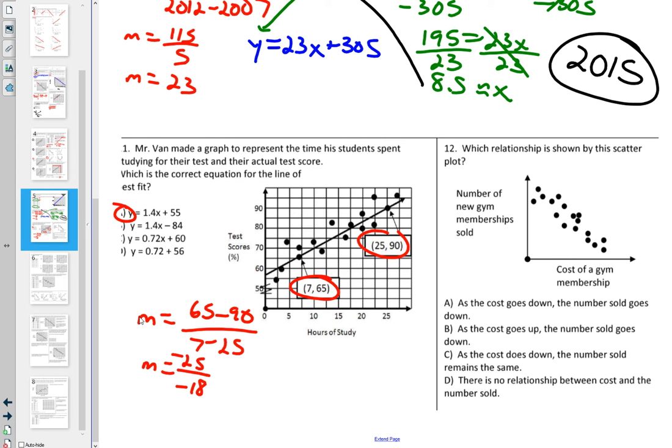Am I doing something wrong? I got the y's right? 65 minus 90 is negative 25. 7 minus 25 is negative. Everybody else getting 1.4 for the slope, yeah? So it has to be A.